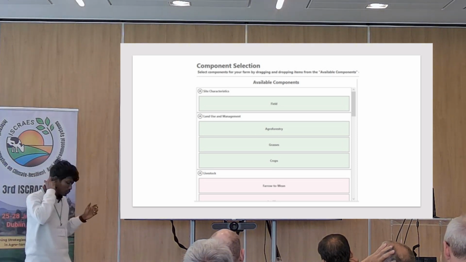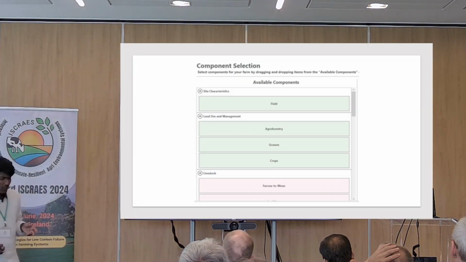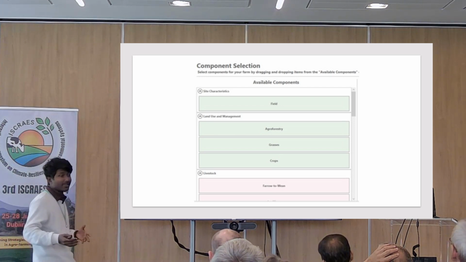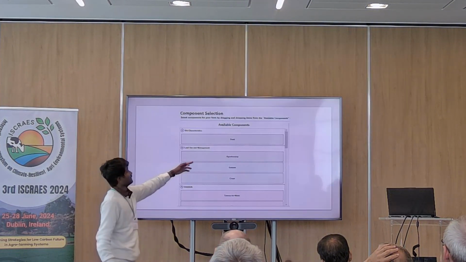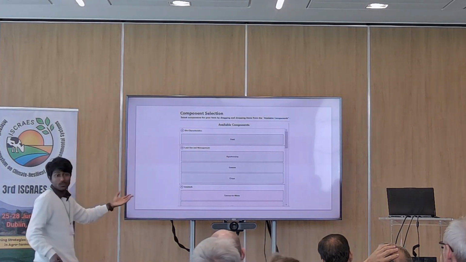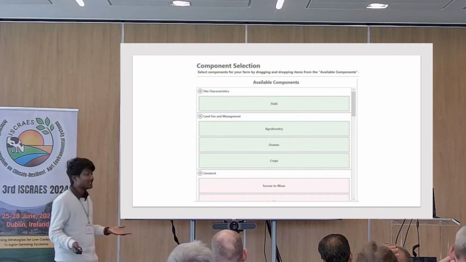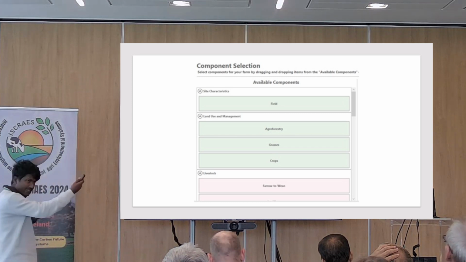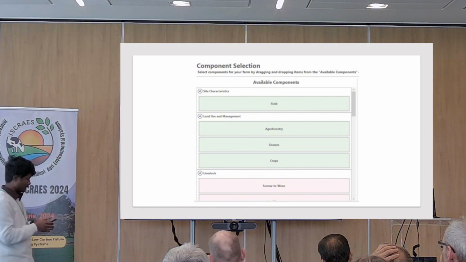Now I want to talk about all of the components that are available in HOLOS-IE. There are around 30 components currently available, and we have planned to increase the number of components in the future. On top, you can see the agroforestry component. There are other components as well, in 4 different types: site characteristics, land use and management, livestock, and infrastructure. From these, you can pick any component and work on your farm.